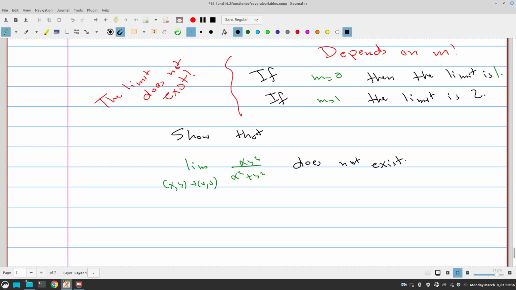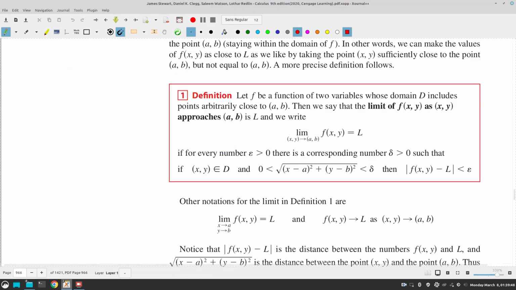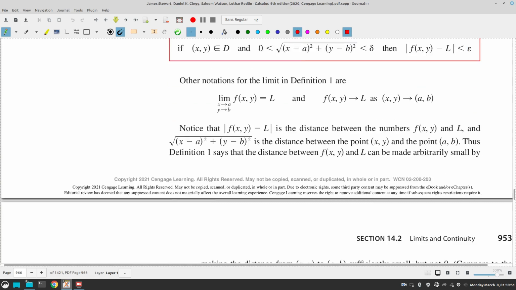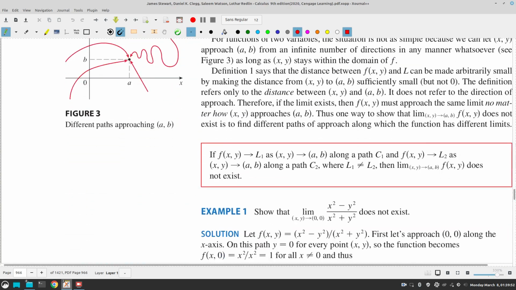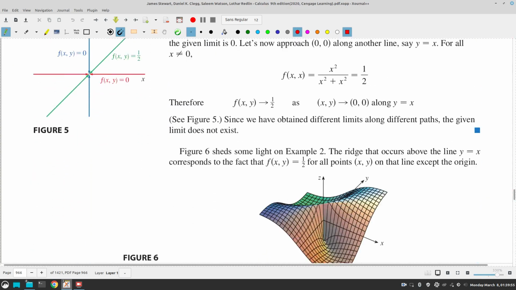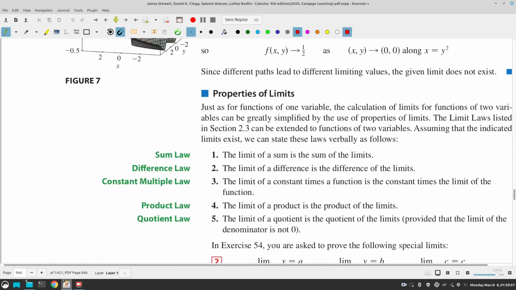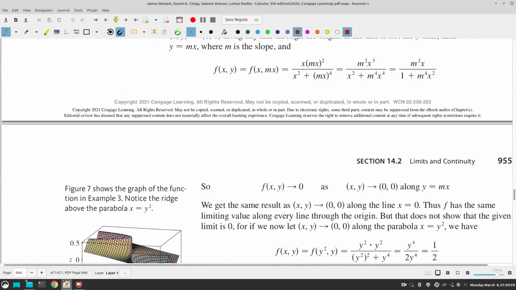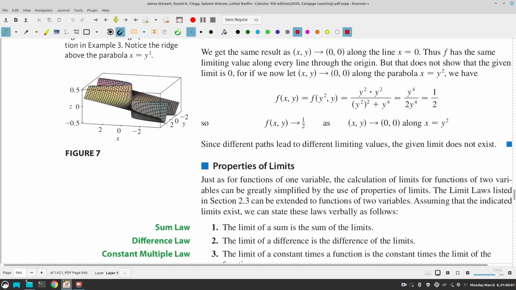Let's look at certain limit properties right now. These are properties that you already studied in single variable calculus, and I think they're going to be useful in multivariable calculus as well. This is page 955 of Stewart's calculus.